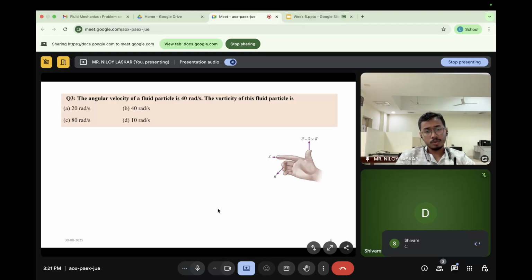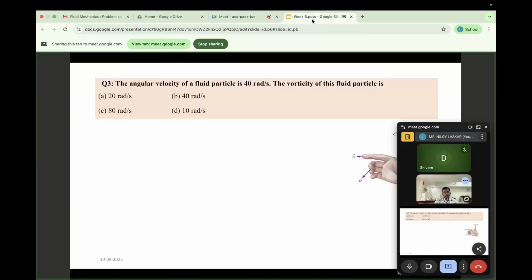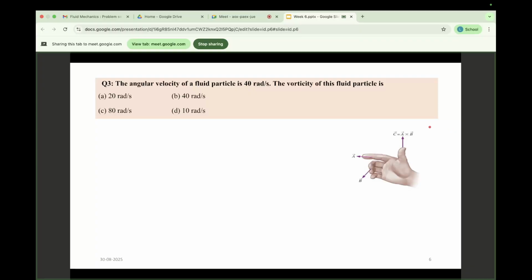So Shivam has responded option C. I have to check whether your answer is correct or not. So let us solve this one. Okay.